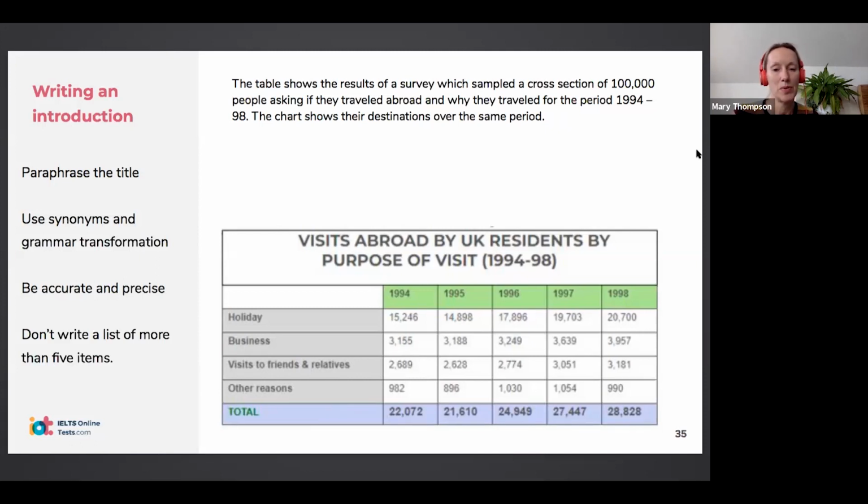And another thing that's important is don't write a list of more than 5 items. Okay, so as you can see in here, we've got 4 items, so it would be okay to include them, but more than that is going to be too many, more than 5.